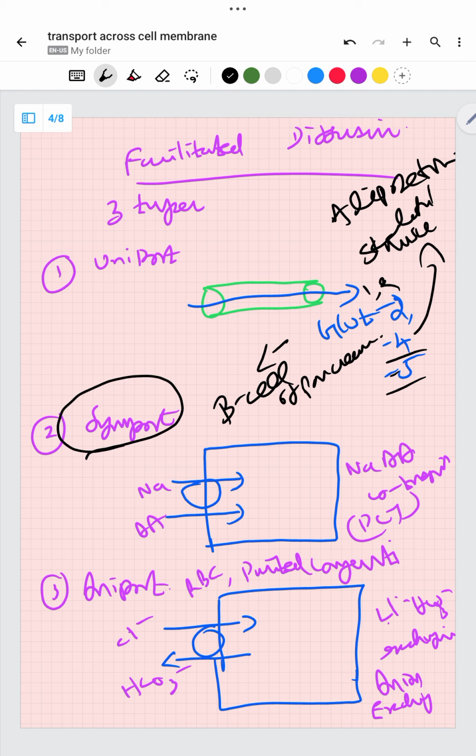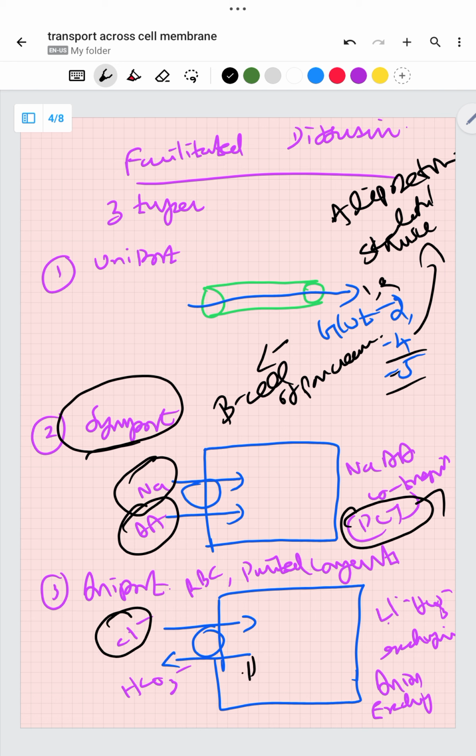Then symport. In the symport, two molecules are moving in the same direction. Example here, sodium and amino acids moving same direction in the proximal convoluted tubule. This is the example of the symport. Last one is the antiport. In the antiport, opposite direction la வந்து molecule move ஆகும். Here see, chloride moving this side, bicarbonate moving this side. This will happen in the parietal cells, oxyntic cells of the stomach.